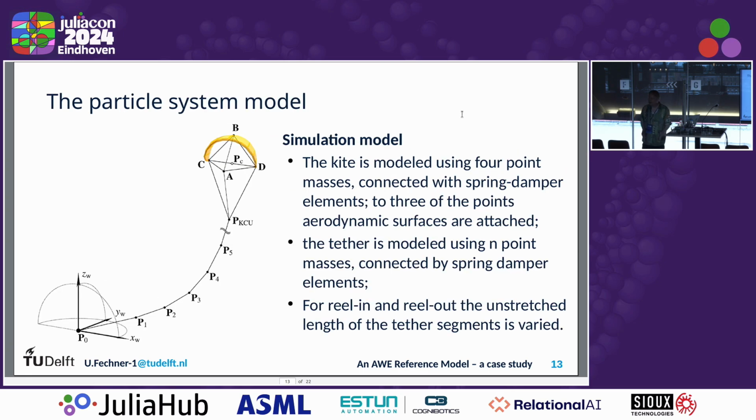So what is the simulation based on? It's based on a particle system model. That means I have for the tether, let's say 6 particles, can also be 12. For the kite, 4 particles. These are all point masses. They are connected with spring damper elements.